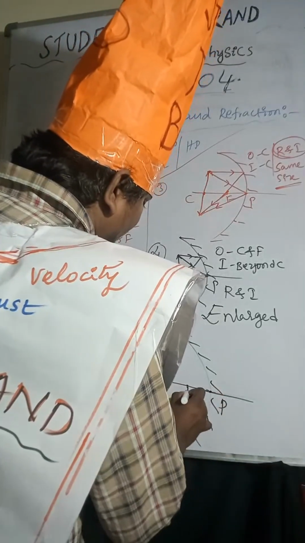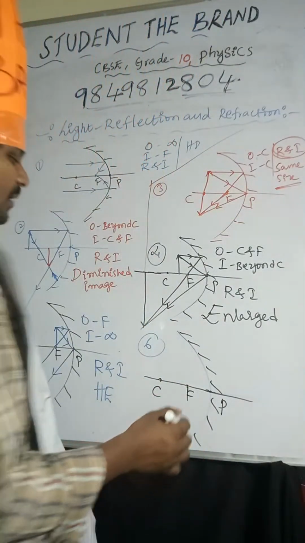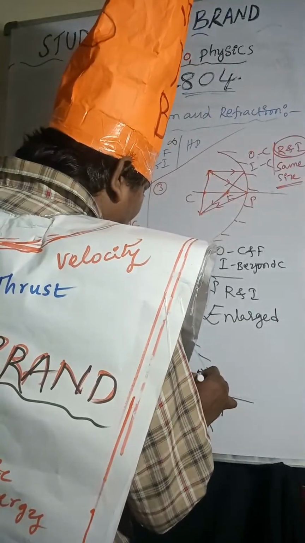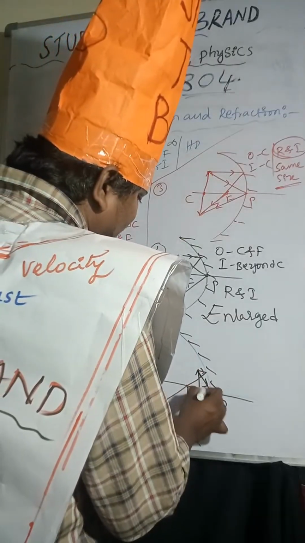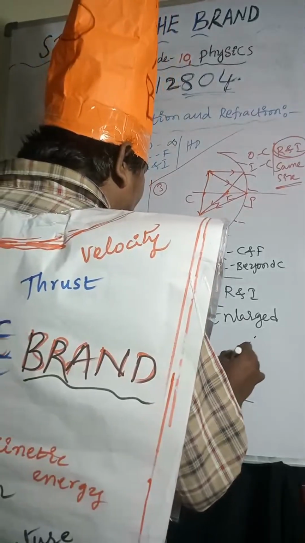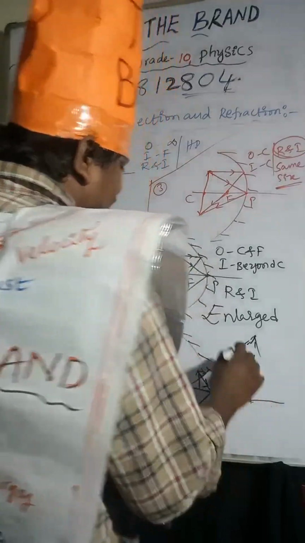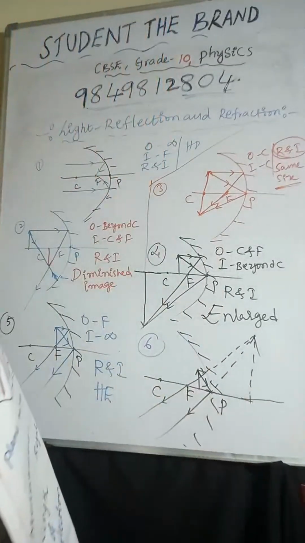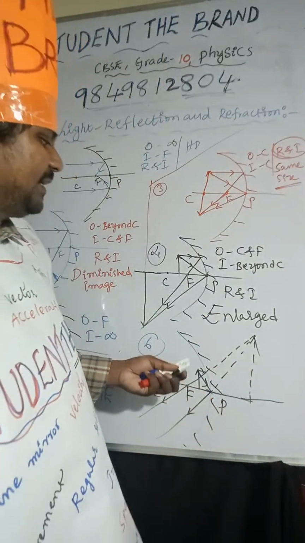Pole, focus and center of curvature. Object is placed between F and P. One light ray I am taking like this, it passes through focus. Another light ray is passing through focus after reflection. So we are extending this. Okay, so here object and image. Very important, this case.